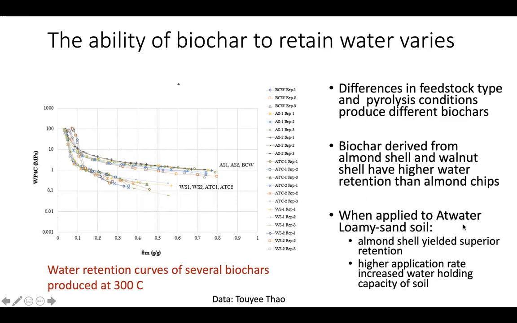We've applied this in the lab setting so far, and this water retention of the biochar itself translates to improved water retention in the soil itself. Application rate matters as well. Higher application, up to a point, will also increase the water holding capacity of that soil.